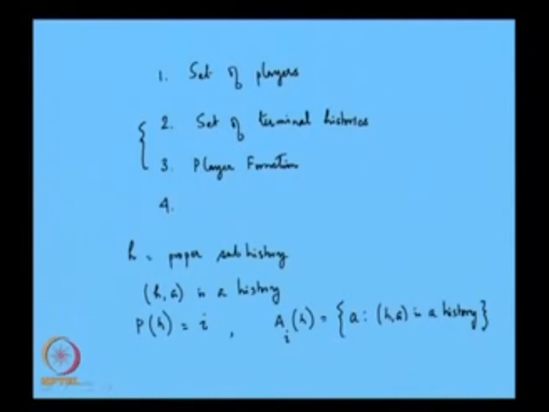And fourthly, which is the important component of an extensive game, which was there in case of strategic game also, is the information about preferences. And these preferences are defined over terminal histories.